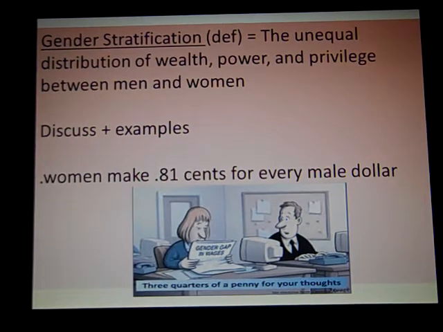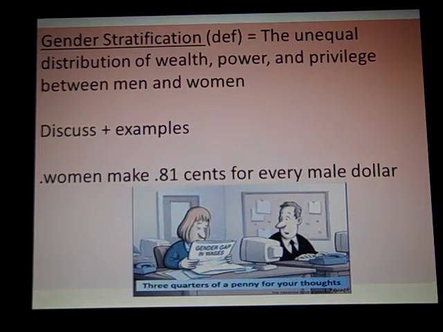Gender stratification. This is the unequal distribution of wealth, power, and privilege between men and women. We're going to talk about social stratification after we talk about gender. Stratification simply refers to the layers that exist, the layers of inequality that exist within society.